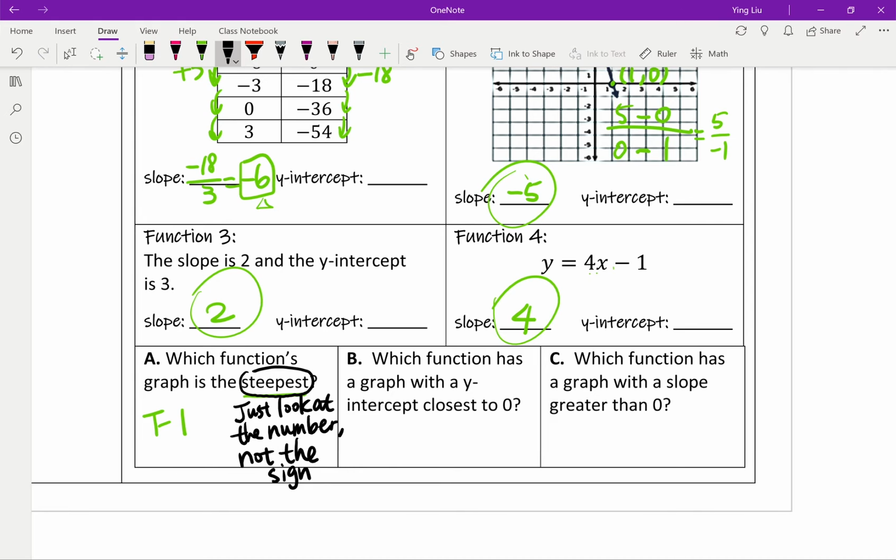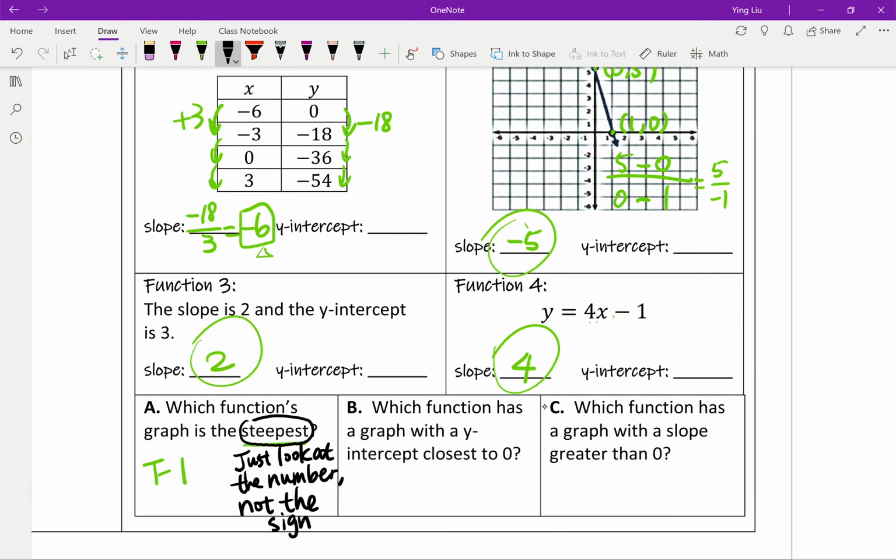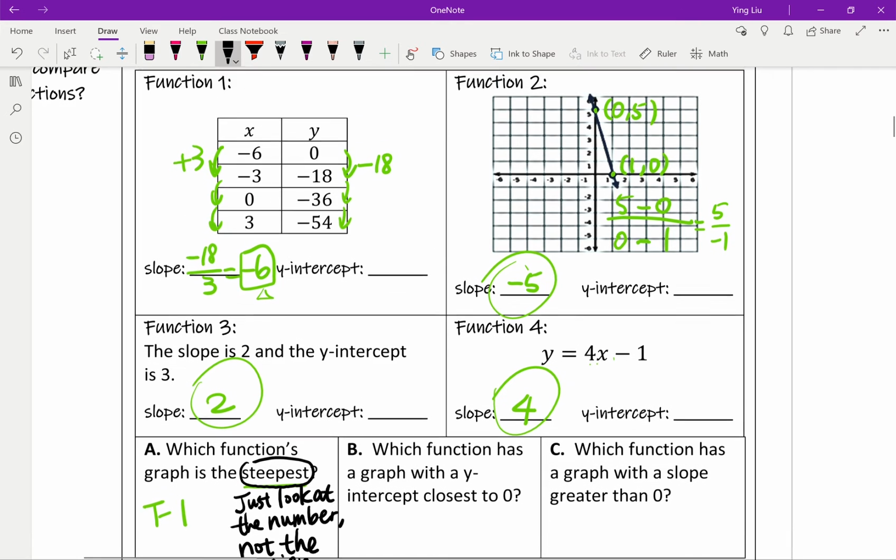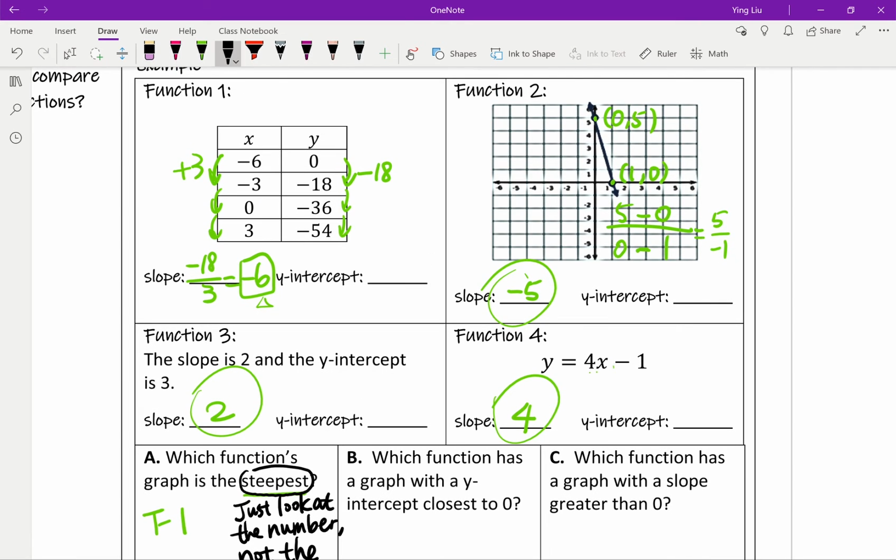Okay, so the second question: which function has a graph with the y-intercept closest to 0? Again, we don't have to graph it. We just need to compare the y-intercepts. So the first y-intercept is when x equals 0. When x equals 0, y is negative 36. That's going to be our y-intercept.